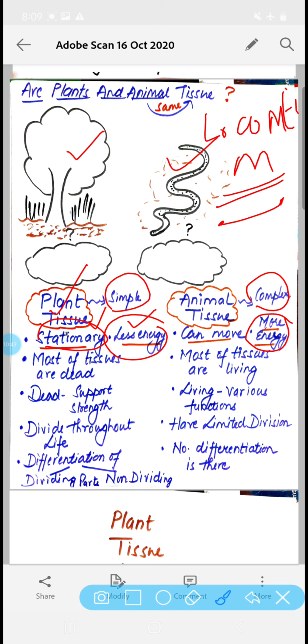Now, the next difference between plant and animal tissue is that in plants, the maximum number of tissues are dead tissues. But in animals, on the other hand, the maximum of the tissues present are living. This is again a major difference.